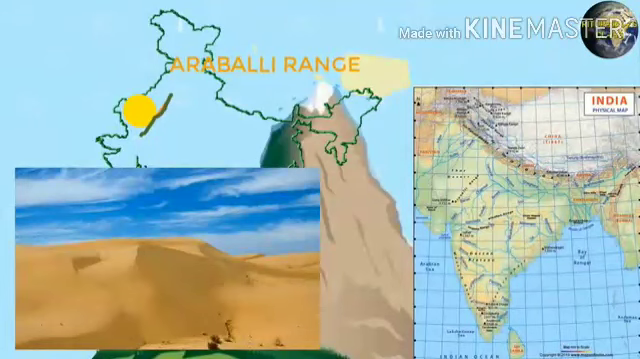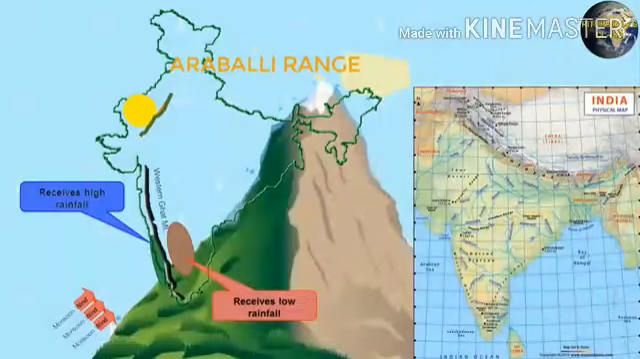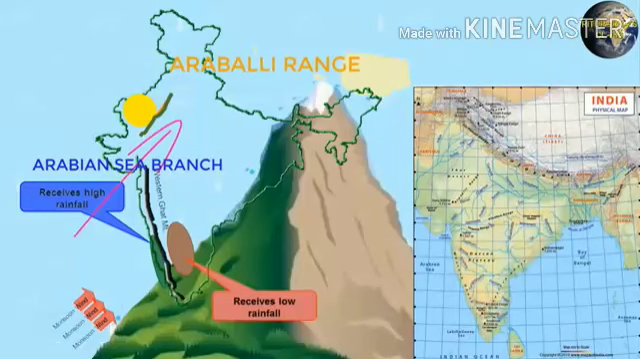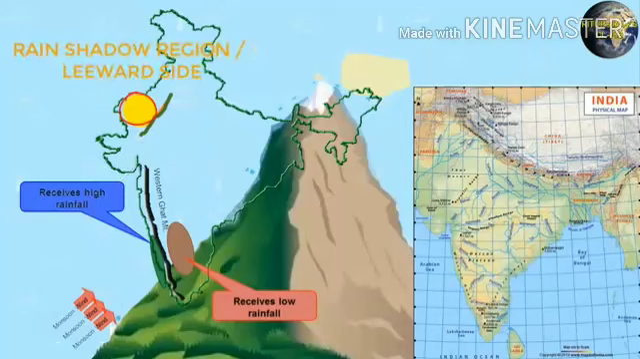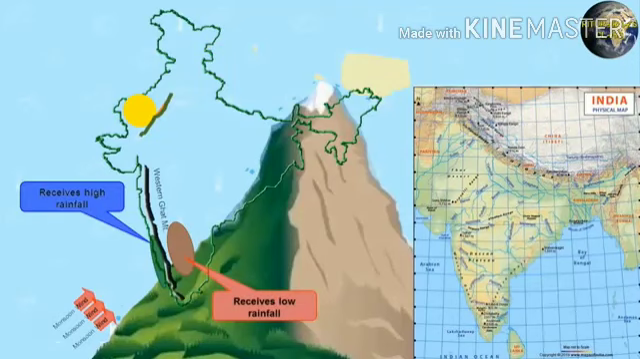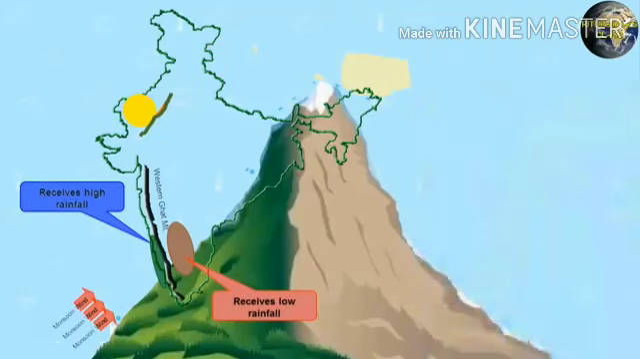Here if you observe carefully, you can see Aravallis are parallel to the Arabian Sea branch of southwest monsoons. That's why the rain-bearing winds are unable to cross the barrier and it blows parallelly. So we can say the Western Rajasthan lies in the rain shadow region or the leeward side of Aravalli mountain. And this is the reason Thar has turned into desert.